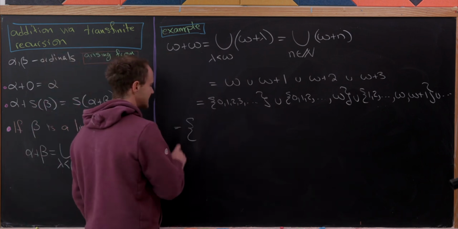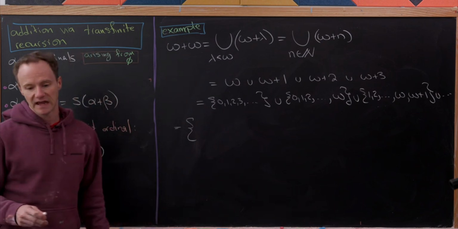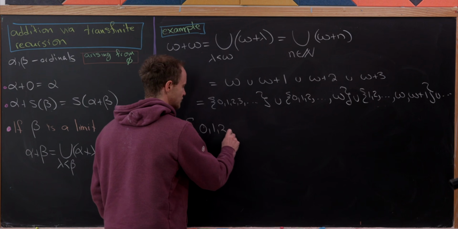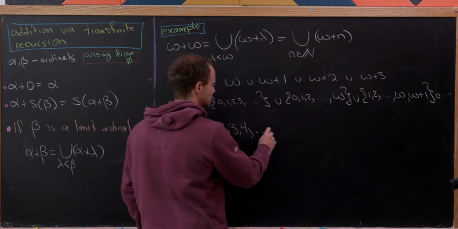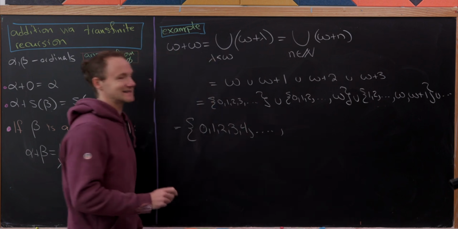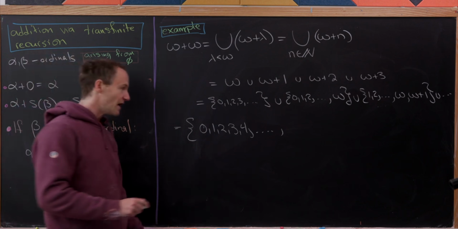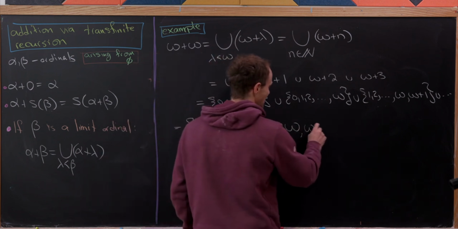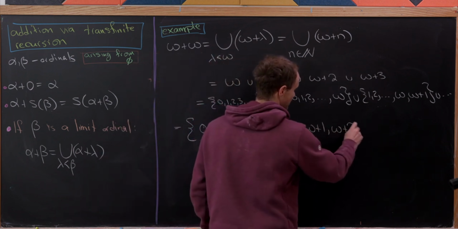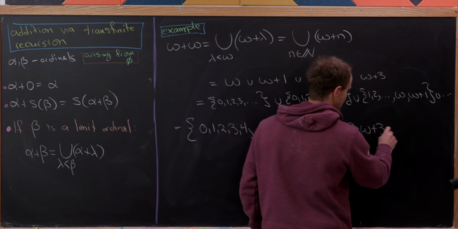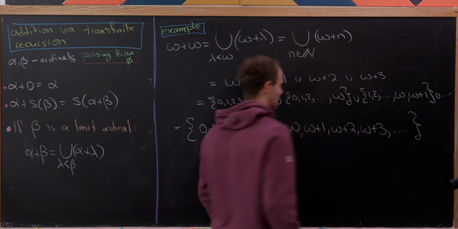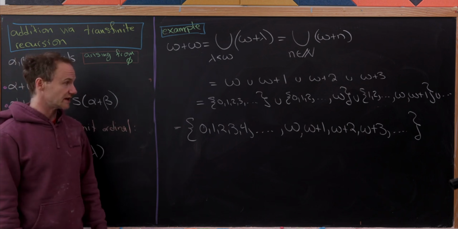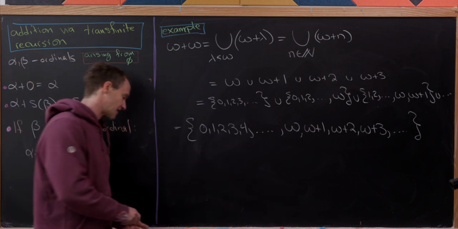So if you were to write this out, maybe as well as we can, you would have something like this. You would have this first set of natural numbers, so 1, 2, 3, 4, and so on and so forth. Obviously, that doesn't end. But above that, larger than that, you would have omega. And then just above that, you would have omega plus 1, omega plus 2, omega plus 3, and that would continue on and on and on. So this omega plus omega is truly two copies of the natural numbers.